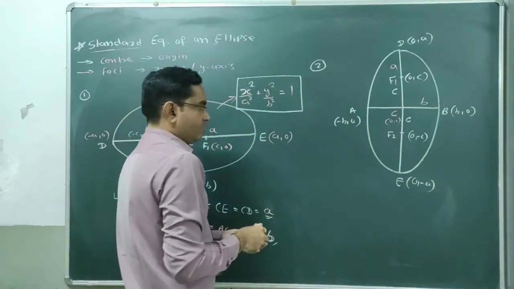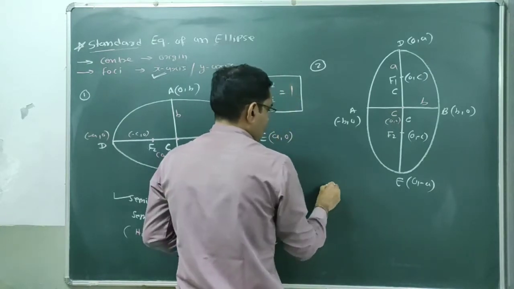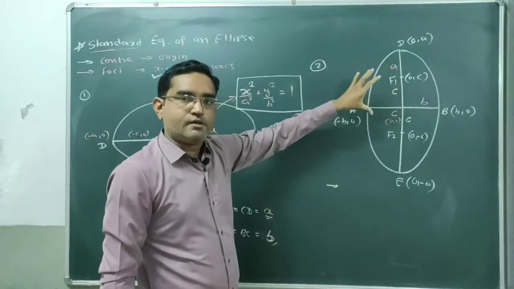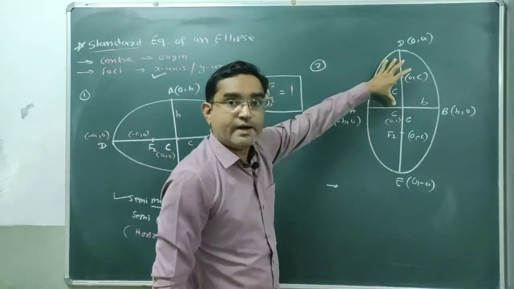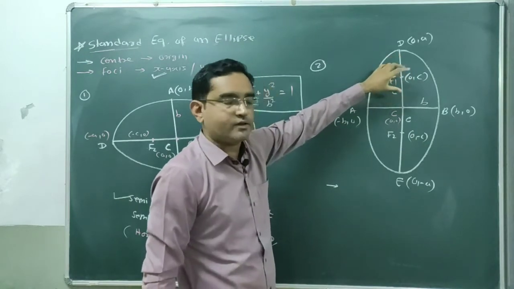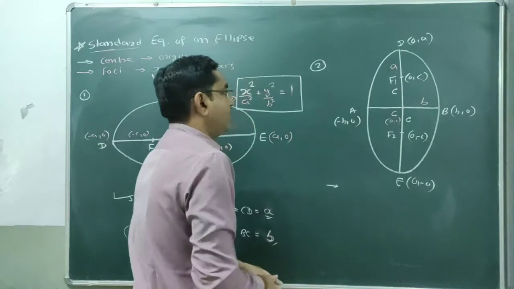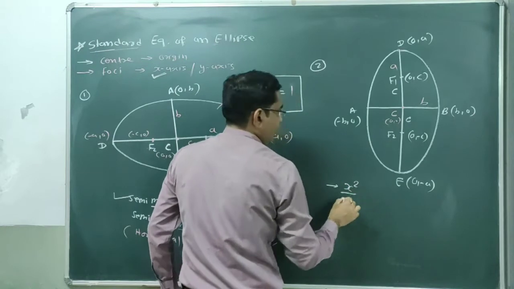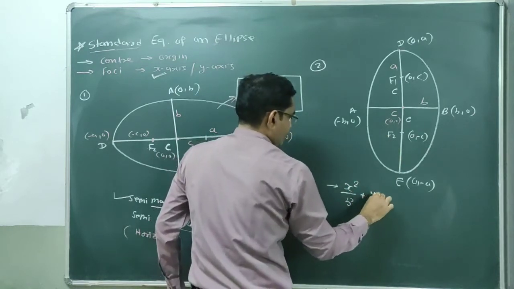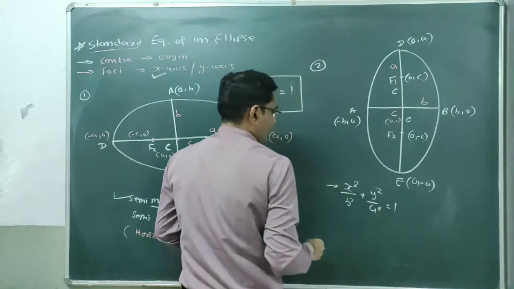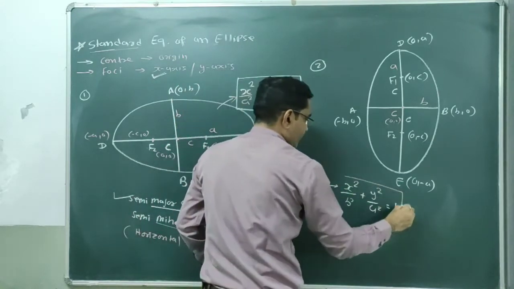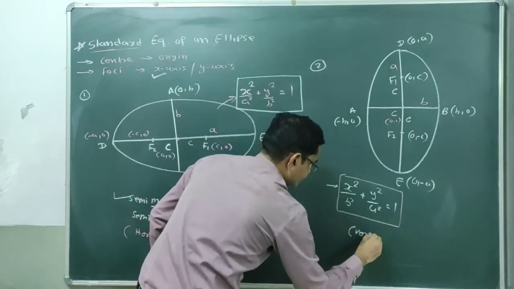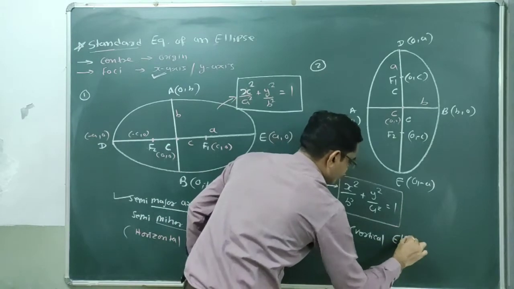And for this type of ellipse, which is along with the y-axis, the standard equation is now here. For this case, our semi-major axis is along with the y-axis. So that a, now it will come along with the y. And for x, we are writing x square by b square plus y square by a square equal to 1. This is the standard equation of vertical ellipse. This is known as vertical ellipse.